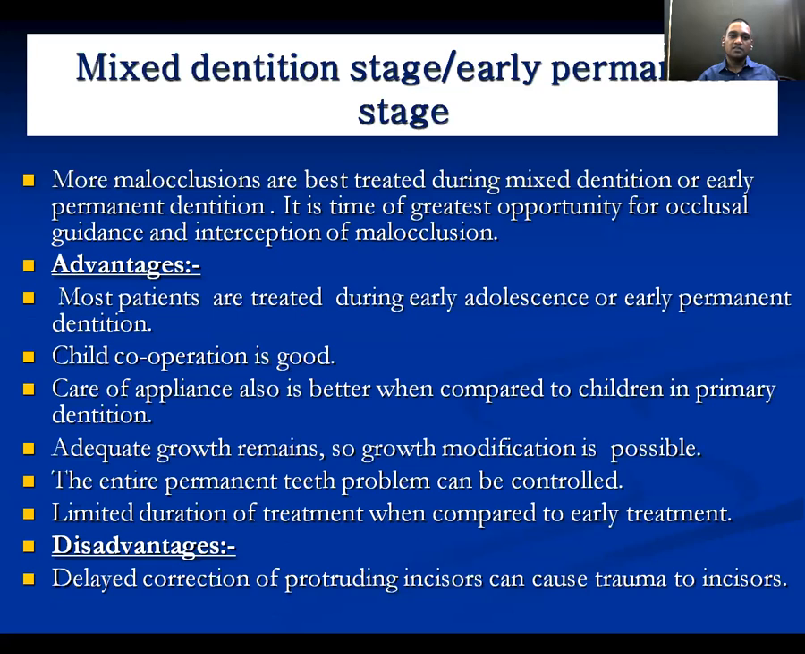Next is the mixed dentition stage. In the mixed dentition stage, the advantage is that most patients are treated during early adolescence or early permanent dentition. Child cooperation will be good. Care of the appliance is also better when compared to children in primary dentition. And here we'll have adequate growth remaining, so growth modification is also possible. The entire permanent teeth problem can be controlled, in a limited duration of time when compared to early treatment.